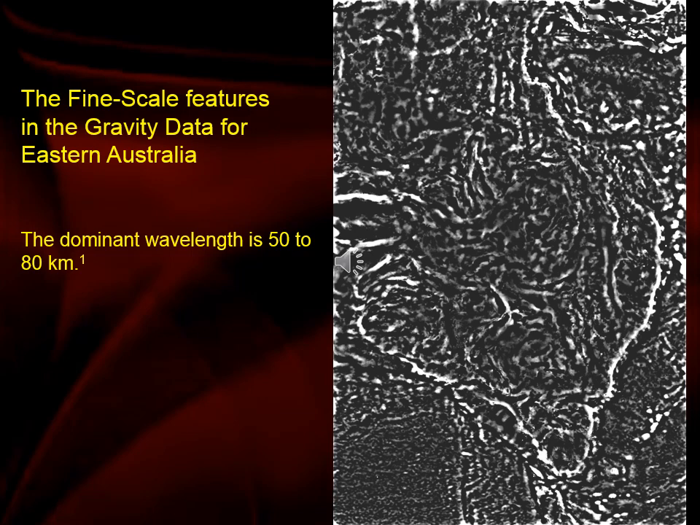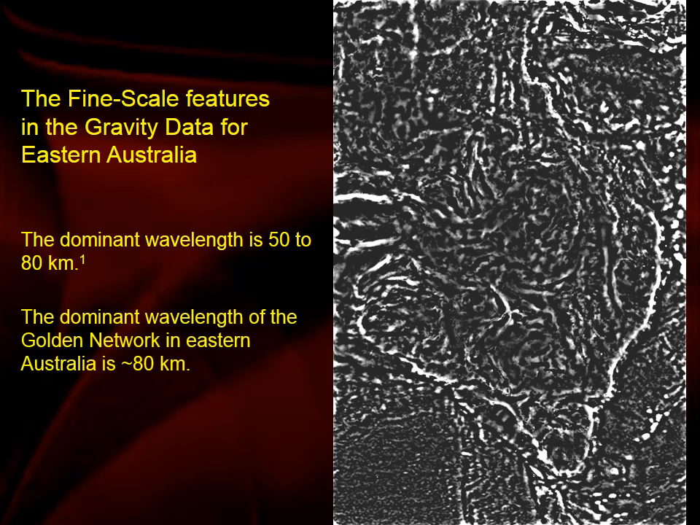The dominant wavelength is 50 to 80 kilometers. And we are well aware by now that the dominant wavelength of the Golden Network in Eastern Australia is approximately 80 kilometers.